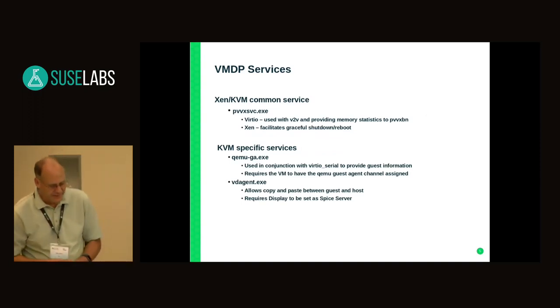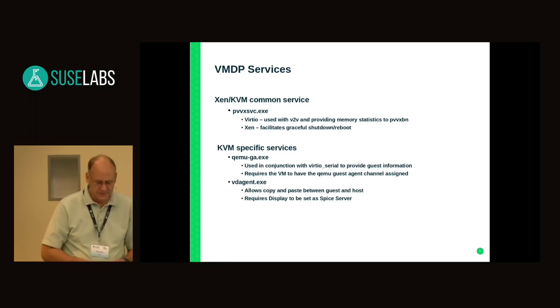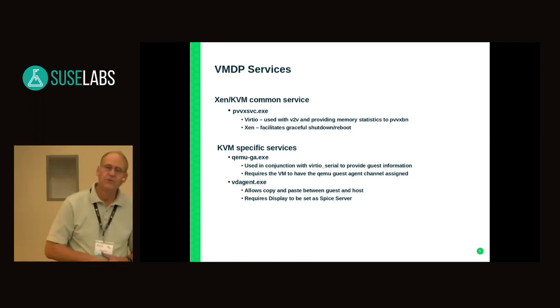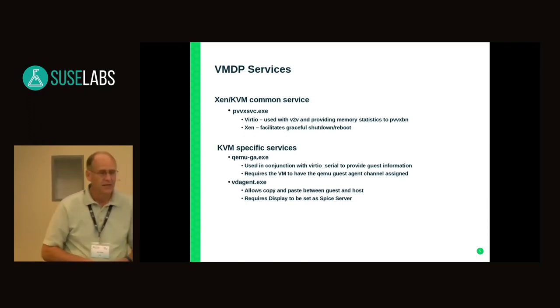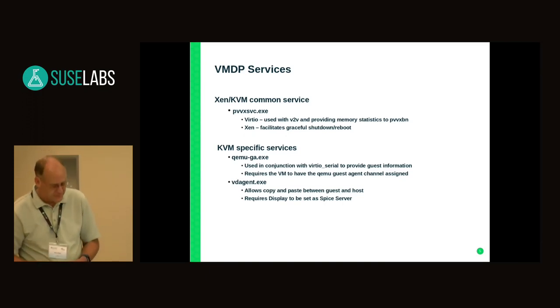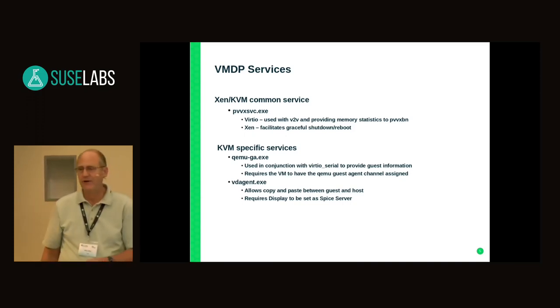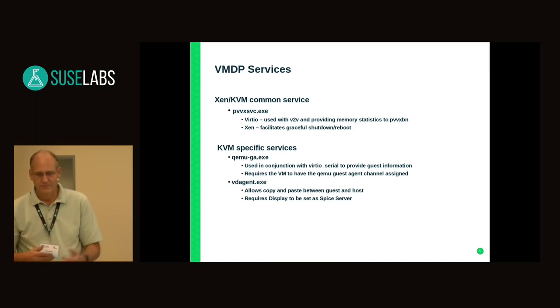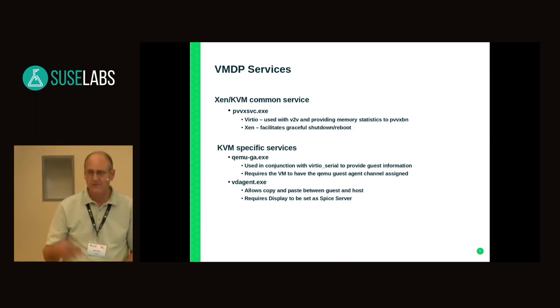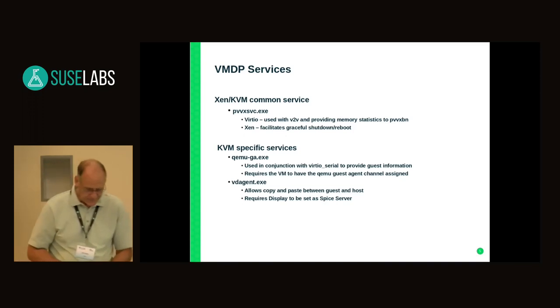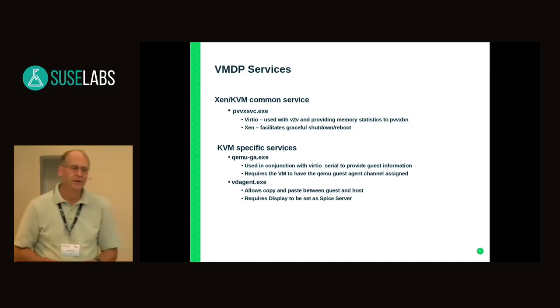Now we have our services. We have our PVVX service. In virtio, that's used a lot with virt-v2v. And then, like I mentioned before, it handles some of the handing off of memory statistics between the front end and the back end. On the Xen side, this is where the service originated. Originally, if you did an XM or an XL shutdown, it basically just pulled the power on the VM, because it didn't have ACPI, and so it didn't know that it was supposed to shut down. So the service catches that and then does a Windows shutdown so it can gracefully shut down the VM. Then on KVM specifics, we have our QEMU guest agent.